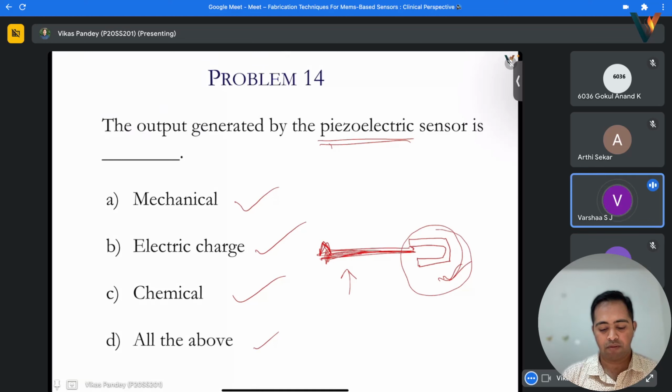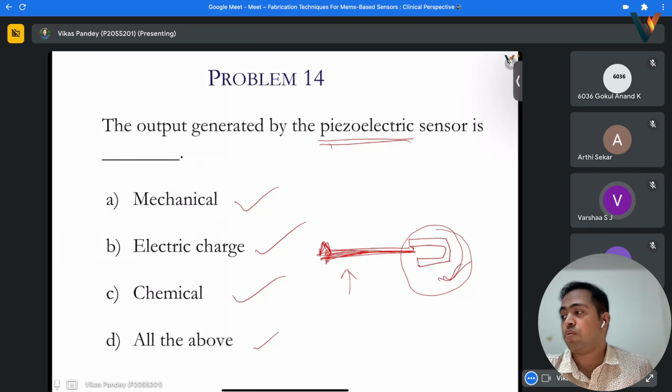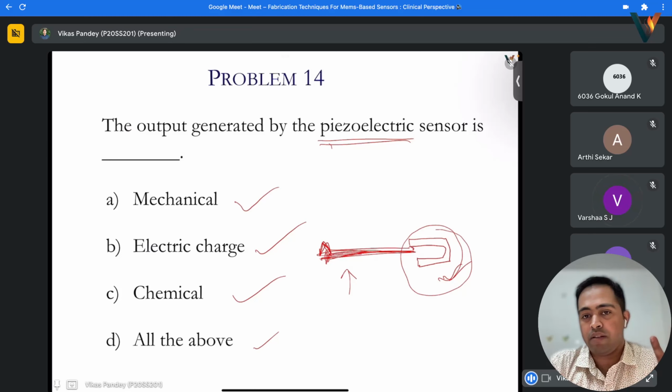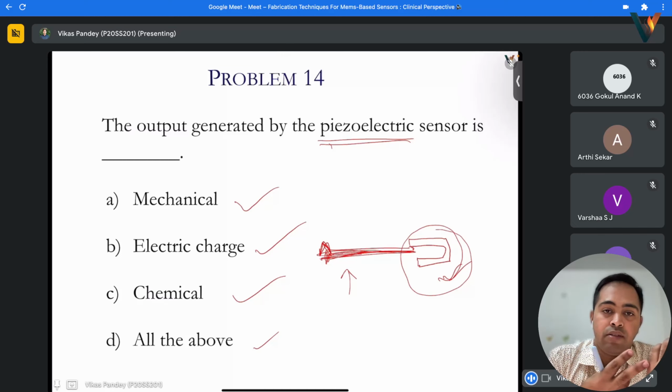Yes, electric charge. So, how electric charge is generated in this case? Since it is fully a mechanical system, right? So, when we are talking about piezoelectric sensor, we are talking about piezoelectric materials. Okay, and what is a piezoelectric material? Anyone remembers? Yes, anyone?